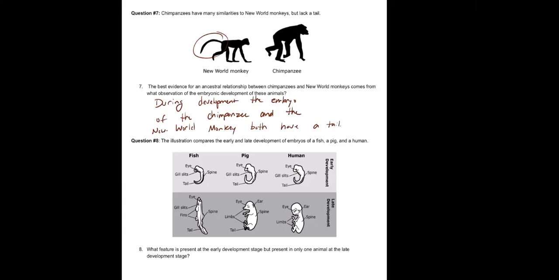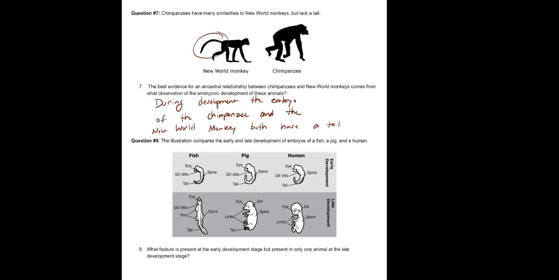That's what we would expect to see. Look at question 8. This is very similar. You can see a diagram here, a figure of early development for the human, the pig, and the fish. These are what the embryos look like. Notice how similar they look, especially the human and the fish. It's almost identical.